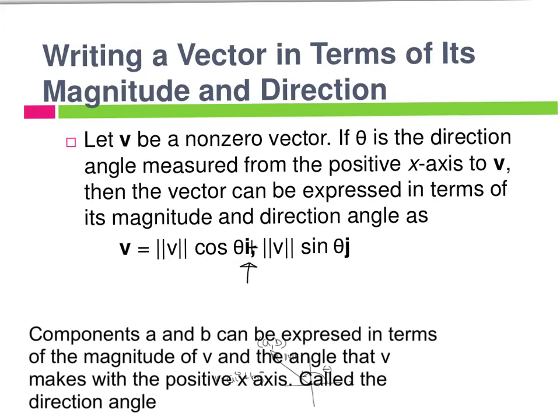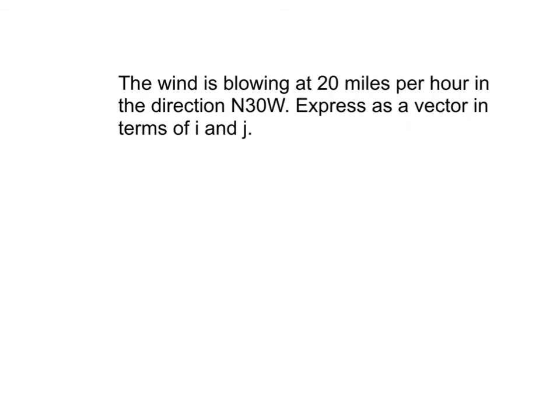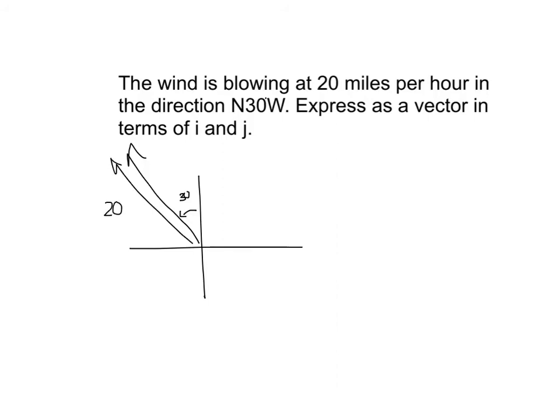Plus, right there. All right, here's an example. The wind is blowing at 20 miles per hour in the direction north 30 degrees west. Express it as a vector in terms of i and j. So let's draw a picture. North 30 degrees west, I know that's right here. So this is 30 degrees going west, and I have 20 miles per hour. So that's our magnitude, 20 miles per hour.